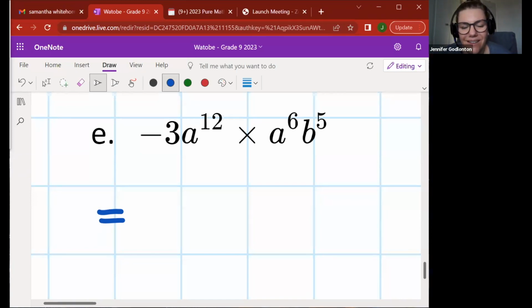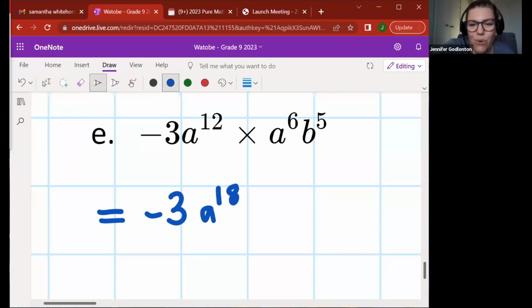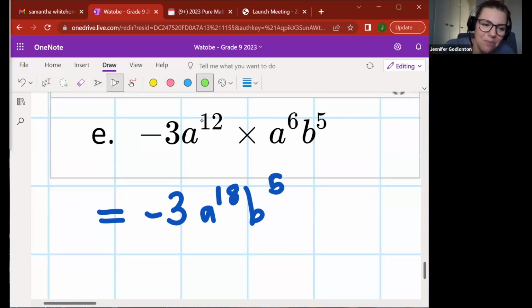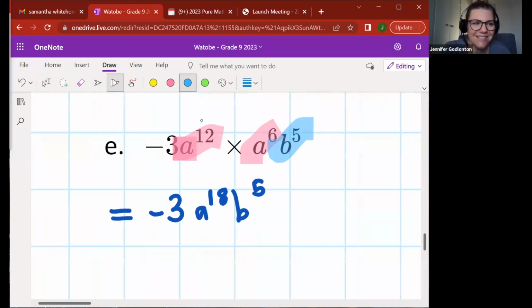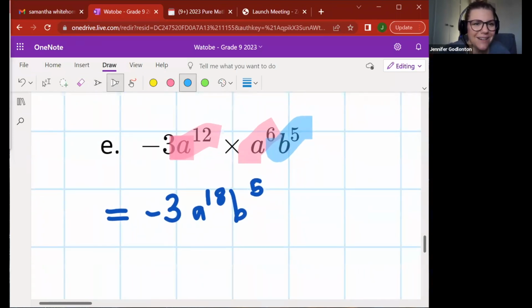Okay, ma'am. So the answer is negative 3a to the power of 18 and b to the power of 5. Woo! Nice job. Solid, 1000% right. Okay, so our numbers, we just had the -3, then our variables, we had a to the 12 and a to the 6, and then we had this b to the power of 5. Guys, solid stuff. Nice job.